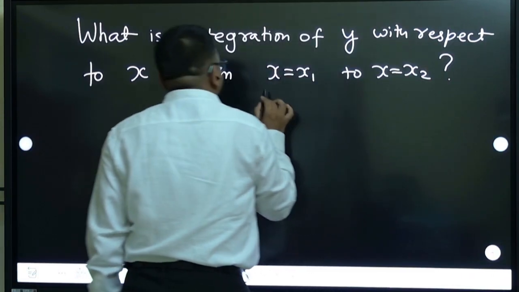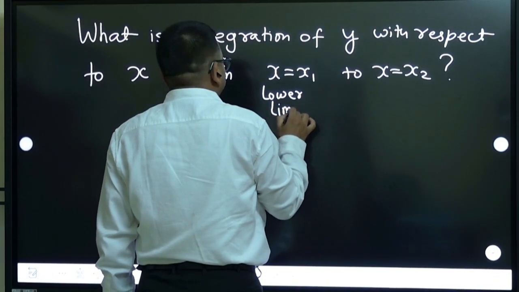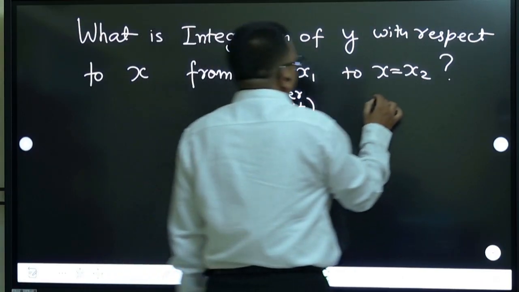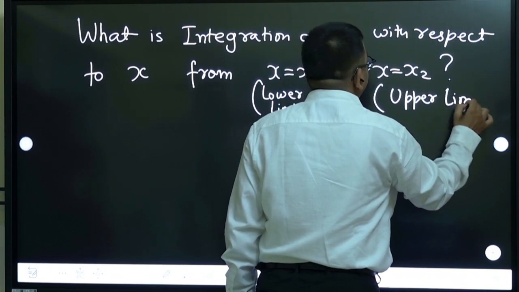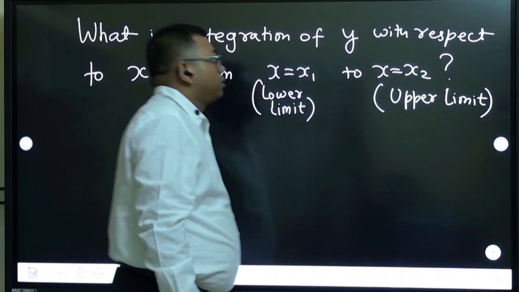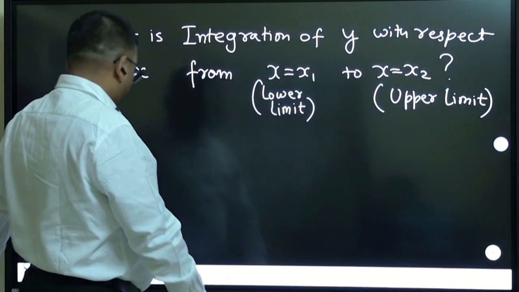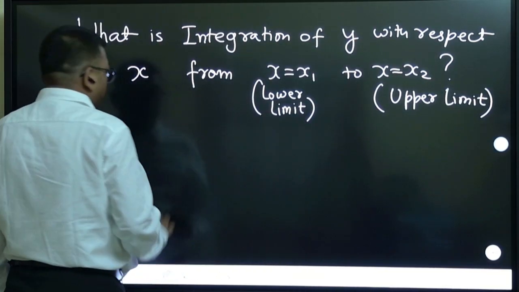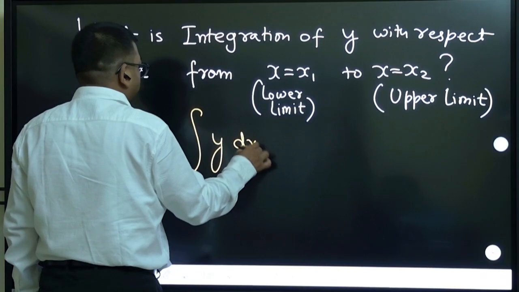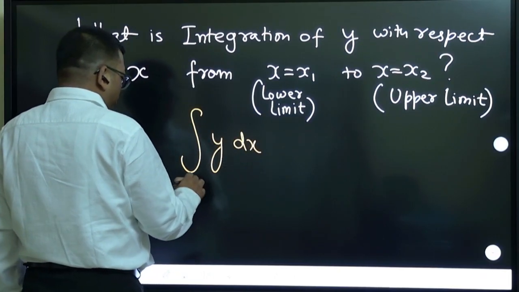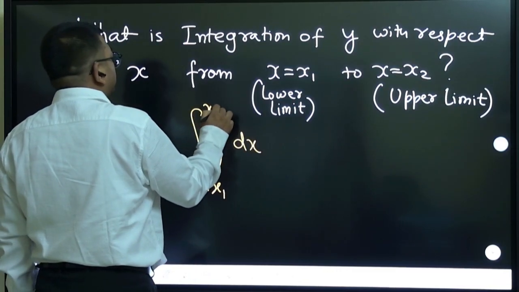What is the meaning? And x equal to x1 is called the lower limit, and x equal to x2 is called the upper limit. Okay. So what is the meaning of this integration? Integration is represented by this symbol, integral of y dx, integration of y with respect to x between the limits x equal to x1 to x equal to x2.